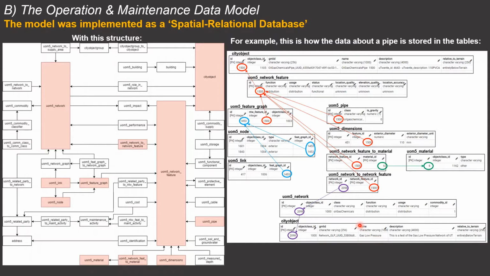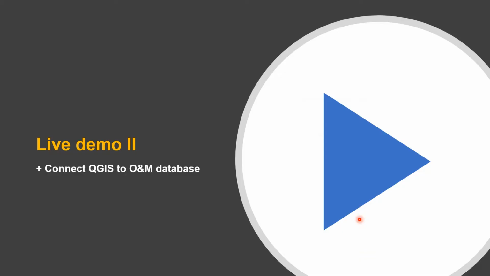gas low pressure network. Essentially, the difference with your current system is that you had one table to represent all of this information, and now we have many tables. This allows for much more complex analysis and to store more varied information. I will show you some of this in the next live demo.